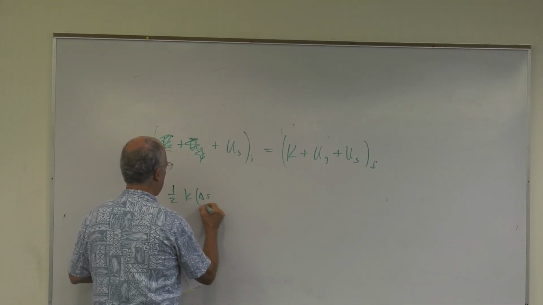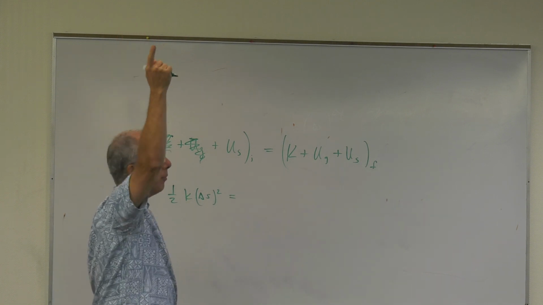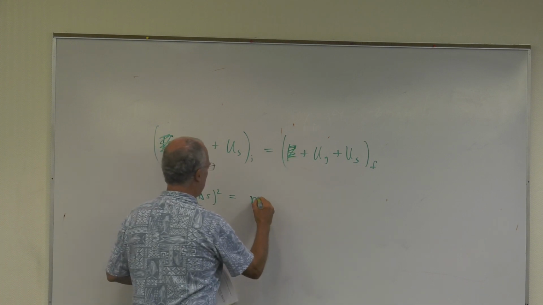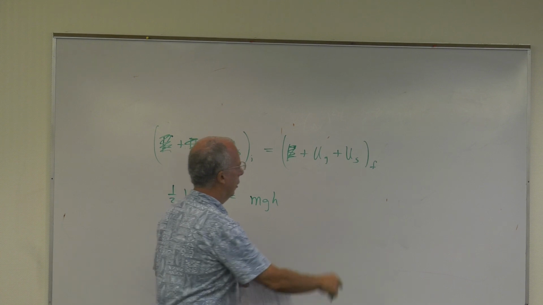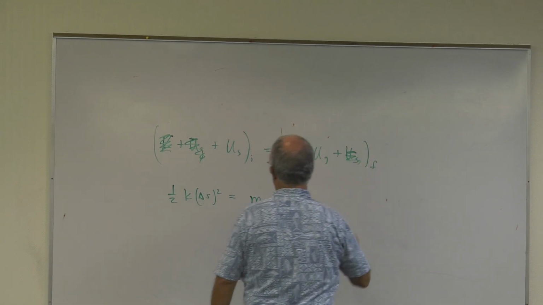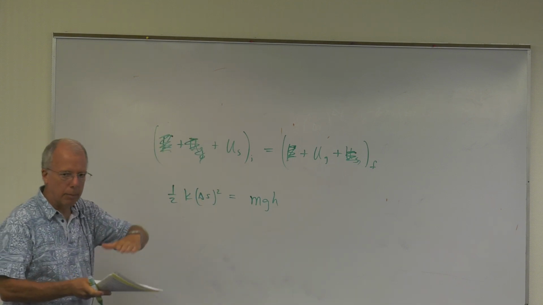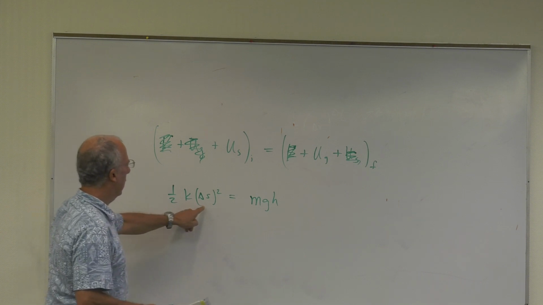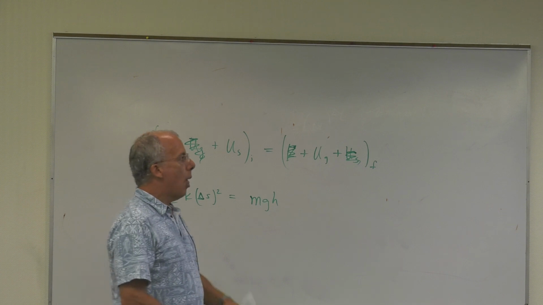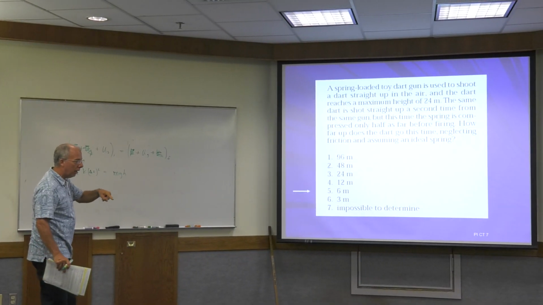Delta S squared. And then at the top, it stops, so the kinetic energy is 0. UG is mg height, and US when it gets to the top is 0 too. So that's what we have. This delta S is how much the spring is compressed. So 1/2 K delta S squared equals mgh.